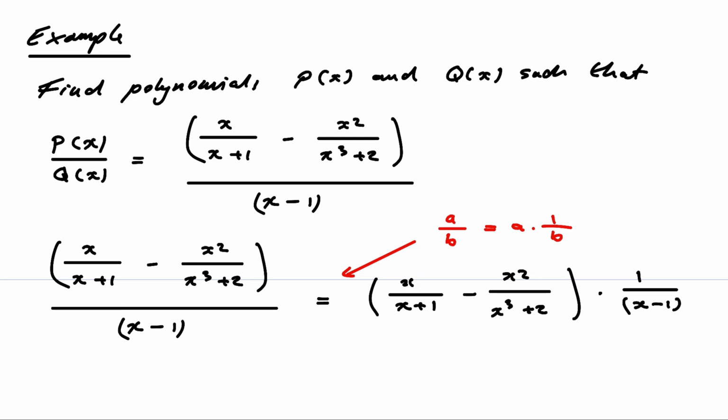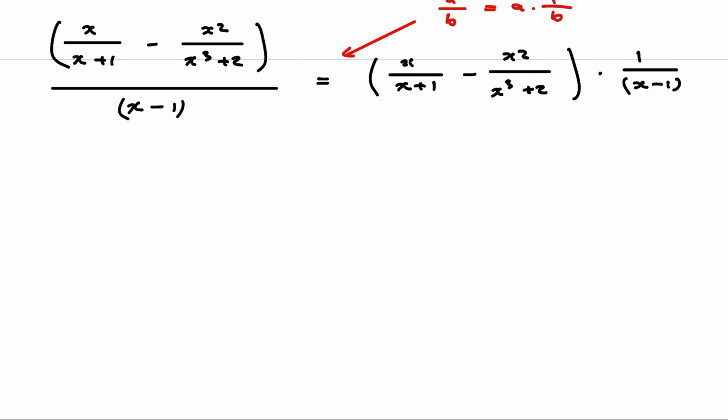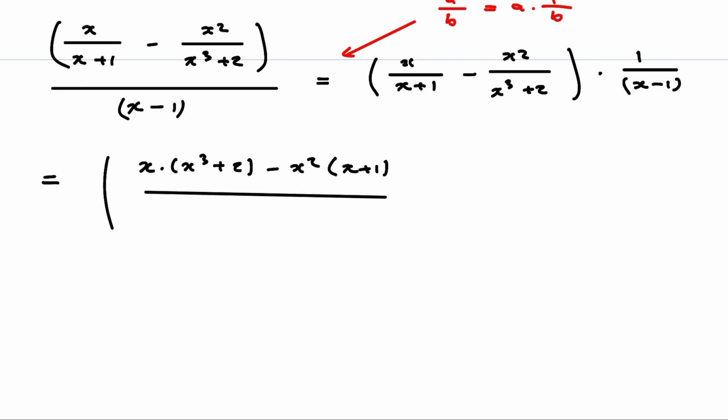So next, what are we going to do? Well, we need to combine the thing in the brackets, right? So in the parentheses, that has to happen first. So this is going to be equal to what? So we're going to have to do the usual combination of fractions. So this would be equal to x times (x cubed plus 2) minus x squared times (x plus 1), all divided by the product.